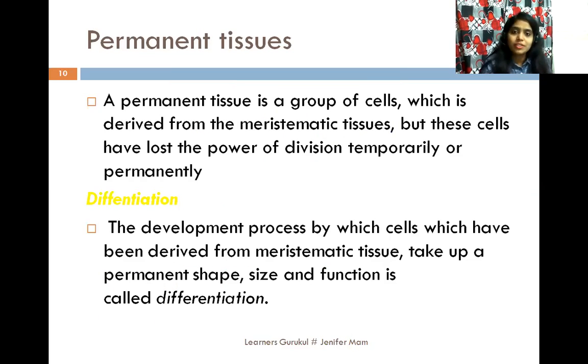Now let's talk about permanent tissues. A permanent tissue is a group of cells that is also derived from the meristematic tissues. But these cells lose the power of cell division, temporarily or permanently. After development, the cells reach a stage where there will not be any further differentiation, any change in shape, size or function. They reach a permanent state. This is said to be differentiation, and they will not divide after this. This is said to be permanent tissue.